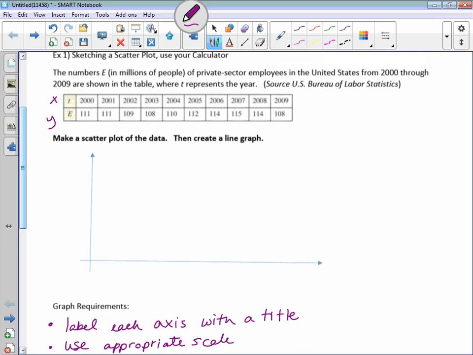All right, so what are you going to label each axis? What's the x-axis going to be? Years, time, probably. Yeah, it's time, so we'll do time in years. What about your y-axis? Workers, private sector employees. Yeah, I mean, it's kind of wordy, but yeah, you want to make sure you have all that in there. Private sector employees, and you could say in the U.S.